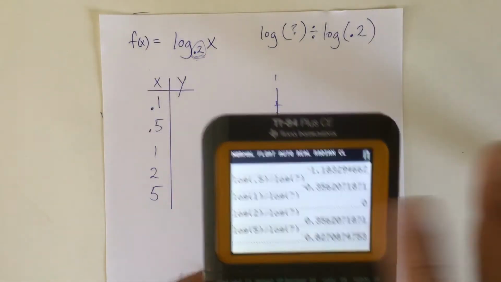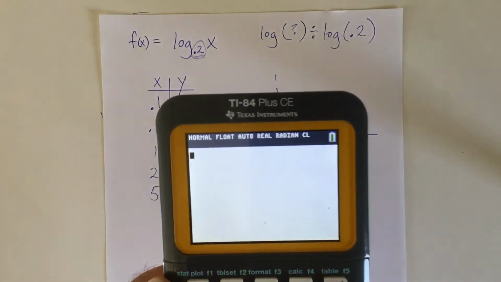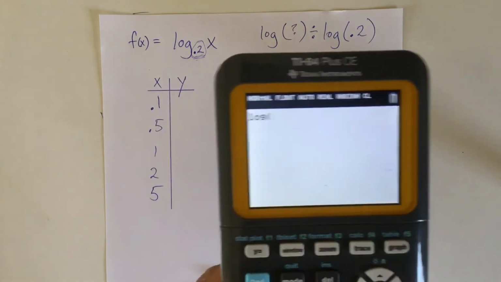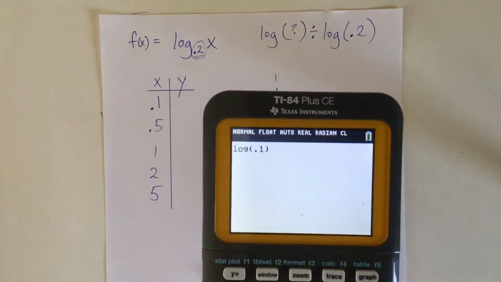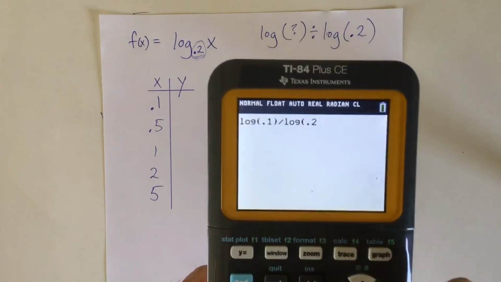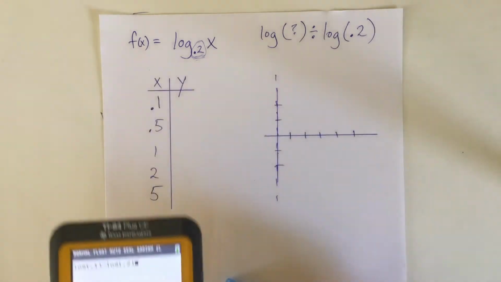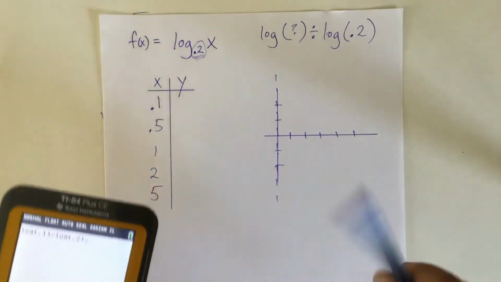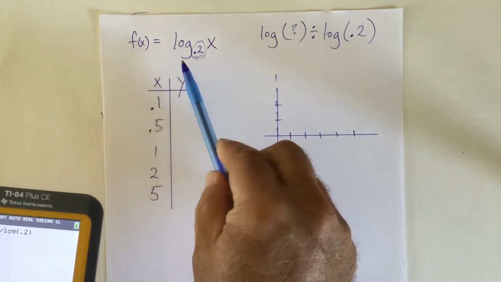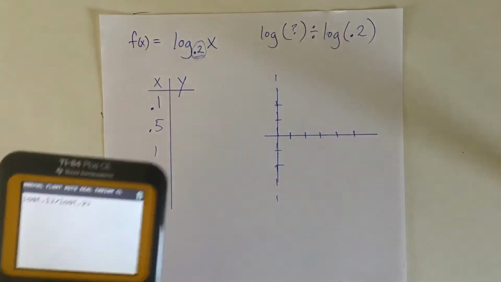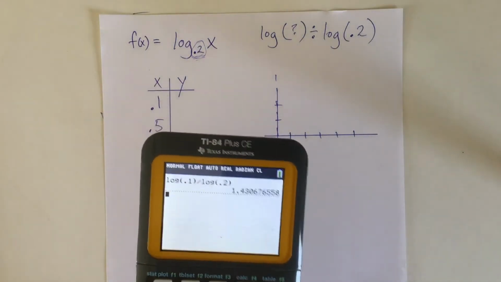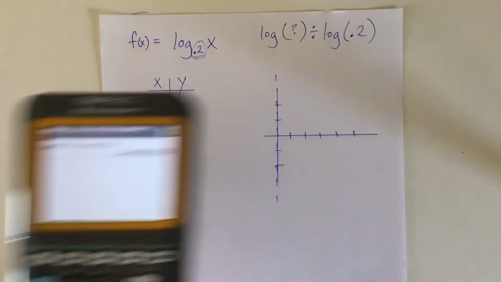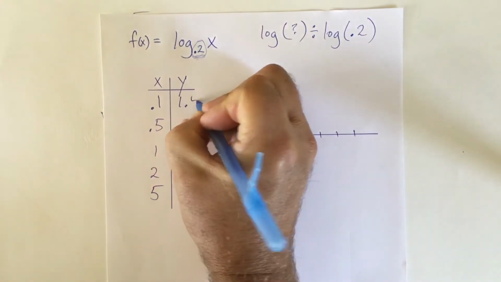I'm going to clear all this junk out. Clear. And I am going to say, I want to know the log of 0.1, but I'm going to divide it by log of 0.2. Why? Because I want to trick my calculator. I want to trick my calculator into thinking it is base 0.2. And that's as easy as it is. I hit equals, I get an answer, I round the answer off, I say 1.4, thank you very much.